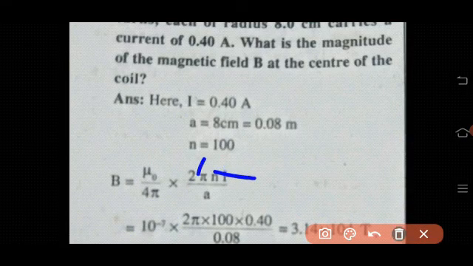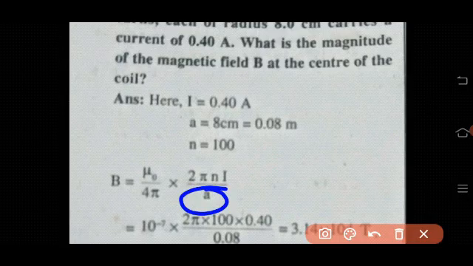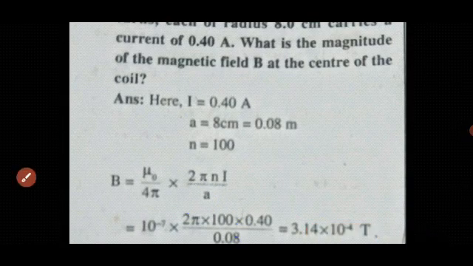Then you have 2 pi, then n, the number of turns, which is 100. Then the current I equal to 0.40. Then the radius. Don't get confused, we have mentioned here A as the radius, 0.08. When you solve it, you will get the value as 3.14 into 10 to the power of minus 4 Tesla. What is the unit of magnetic field? That is Tesla.